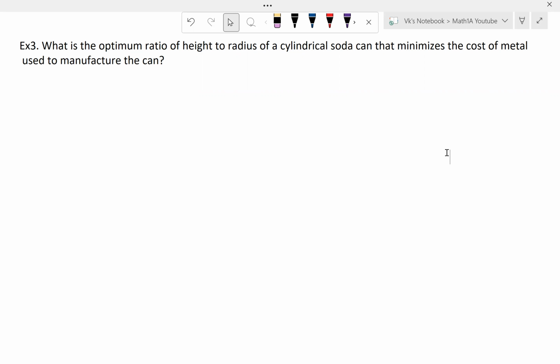Example 3. What is the optimum ratio of height to radius of a cylindrical soda can that minimizes the cost of metal used to manufacture the can? Let's draw the cylindrical can here. We want to minimize the cost of metal used to manufacture the can. That is the surface area.